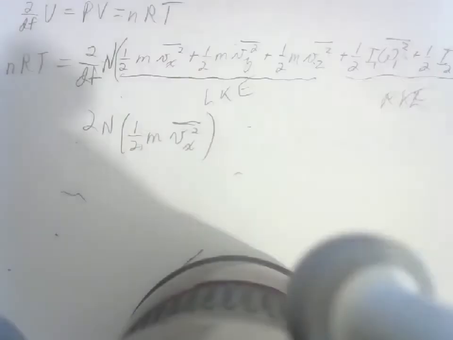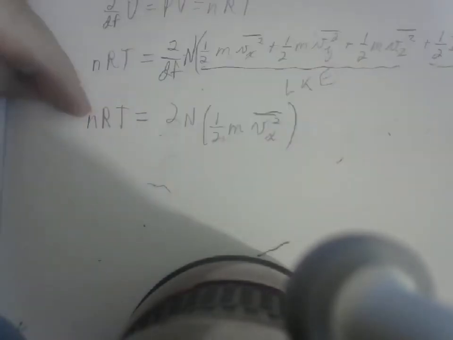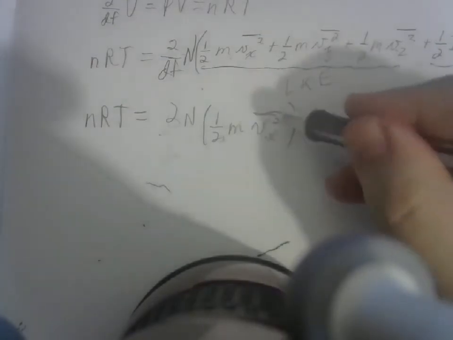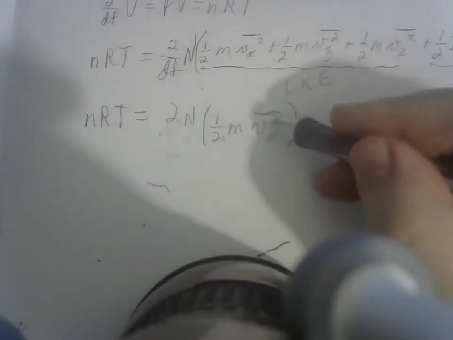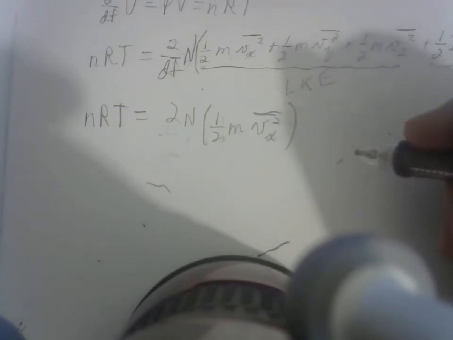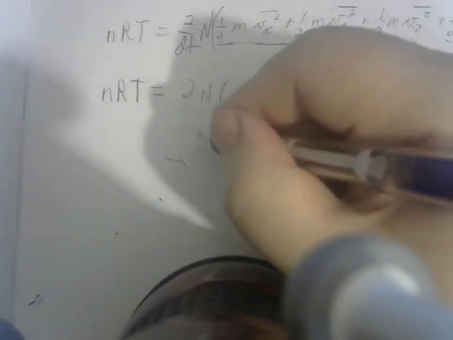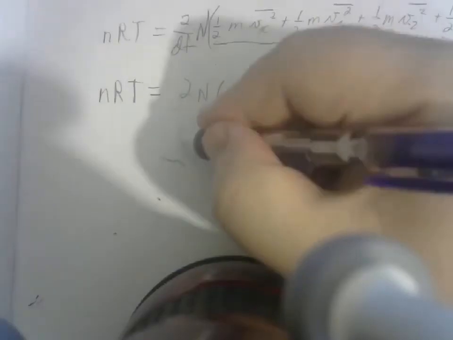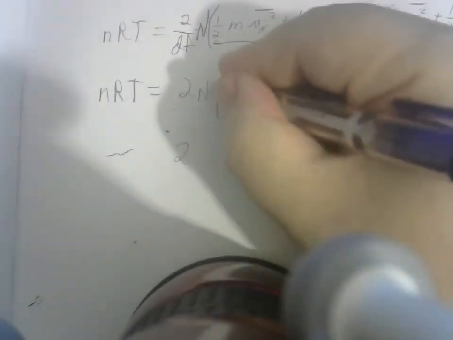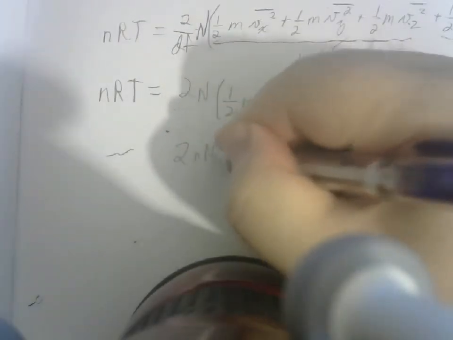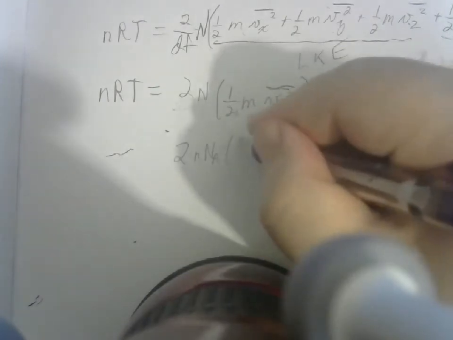So we've just got nRT equals 2n times 1/2 m times the average of v sub x squared. The square root of that would be the RMS velocity. So let's solve this. nRT over 2n. First of all, let's replace the n here with the number of moles times Avogadro's number. And the 2 cancels out with the 2.